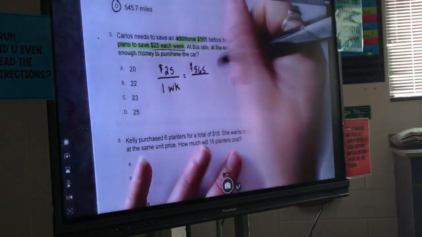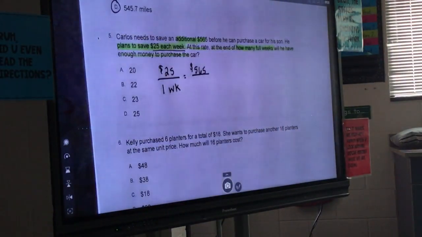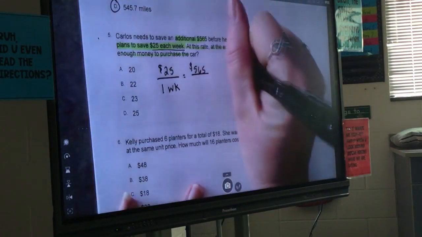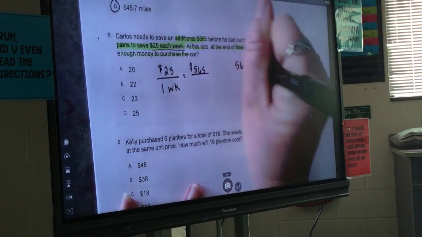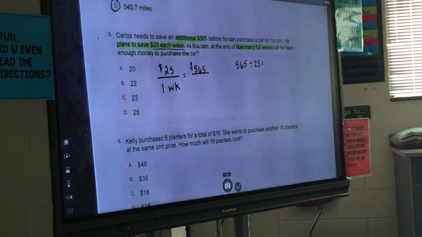Now, you could spend all day, even with a calculator, doing 25 times this, 25 times that. Or you can do what? What can you do? Zachary? 565 divided by 25. Right, so 565 divided by 25. If you haven't done this problem, go ahead and punch that into your calculator. And then give me a thumbs up when you have your answer.